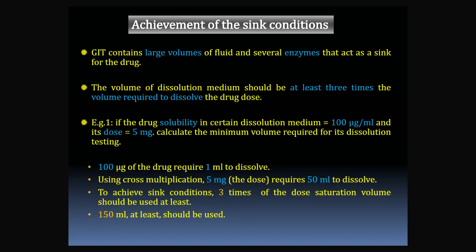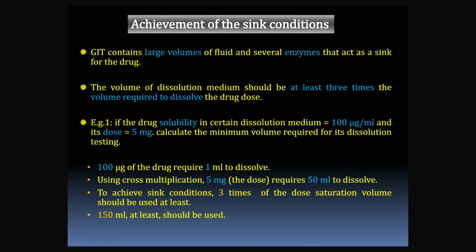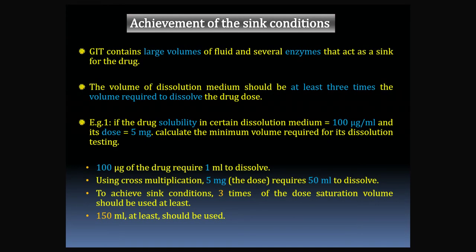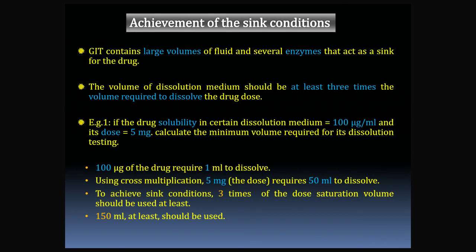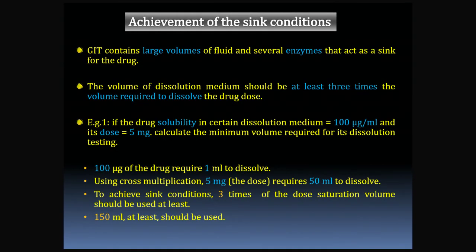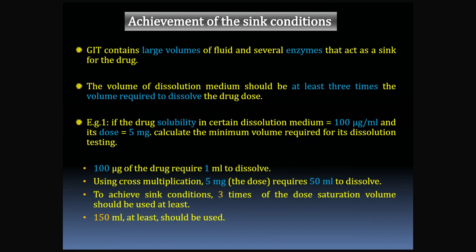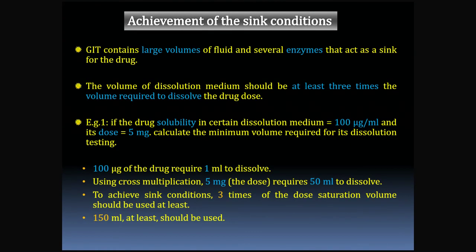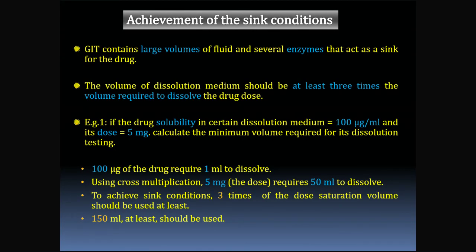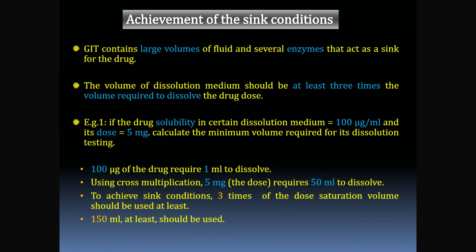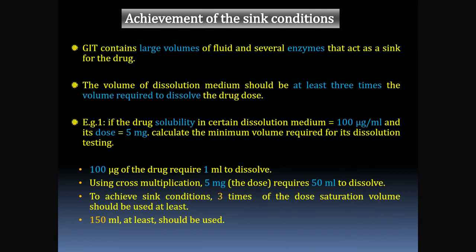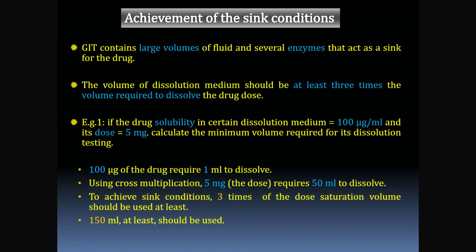transfer? To replicate the immense sink capacity of the gastrointestinal environment, the dissolution medium volume must be at least triple the volume required to reach the drug's saturation limit. Look at the math for a 5 mg dose with a solubility of 100 micrograms per milliliter. First, normalize your units by converting the 5 mg into 5,000 micrograms. By dividing this 5,000 microgram dose by the solubility of 100 micrograms per milliliter, you calculate a 50 milliliter saturation volume, which is the point where the solvent is essentially full.